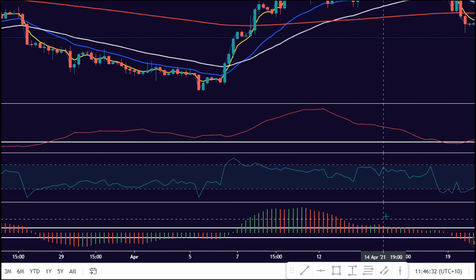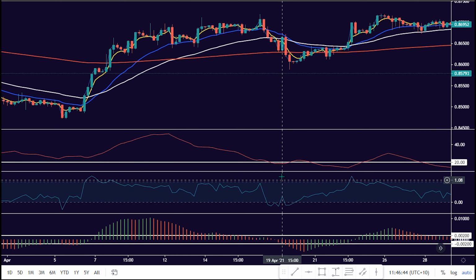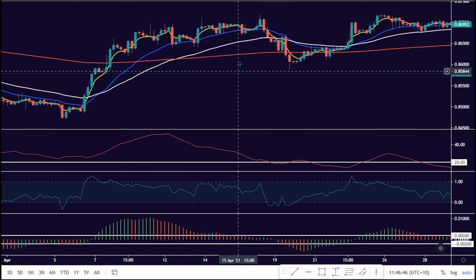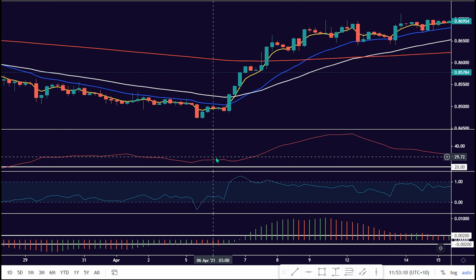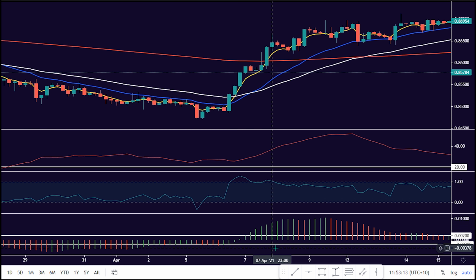Likewise, to implement the Awesome Oscillator for a sell setup confirmation, we need to see a histogram crossover below the negative horizontal line of minus 0.00200. Now we have all the indicators customized to suit our trading strategy. So let's see how these indicators can help us to detect trade entries in the market.